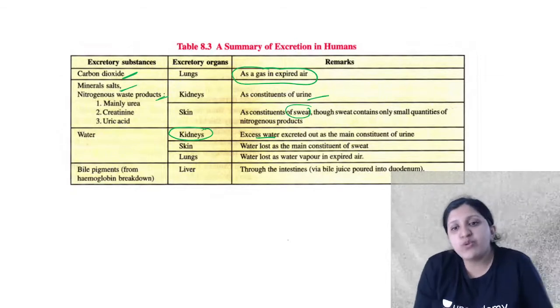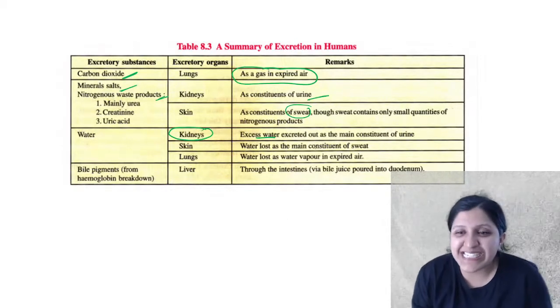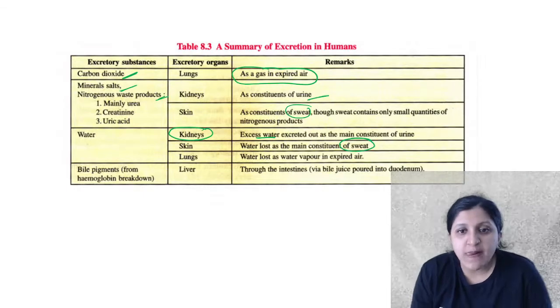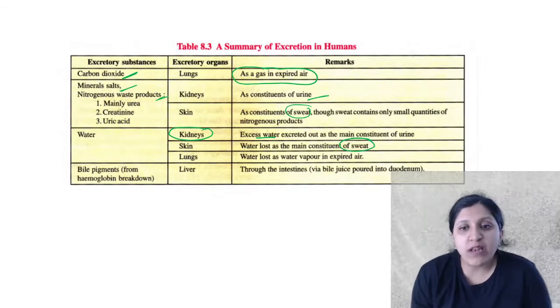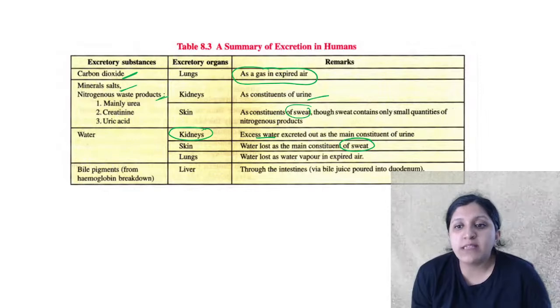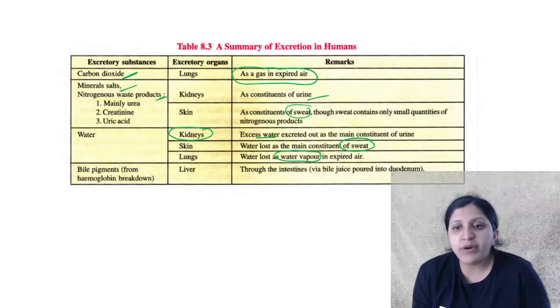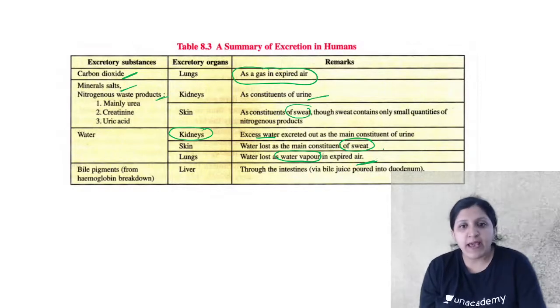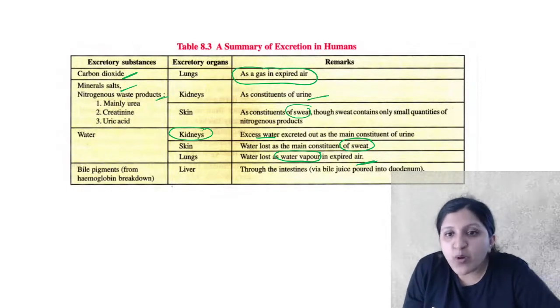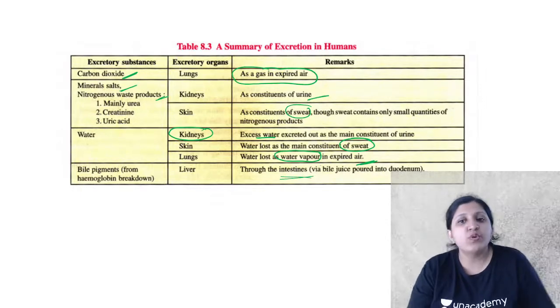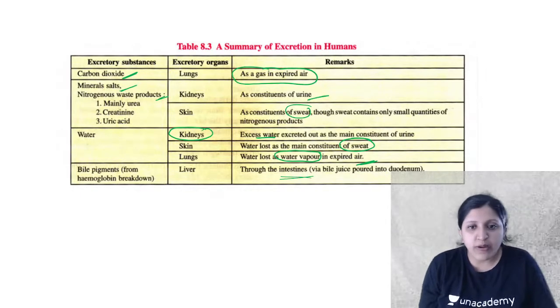Then skin, in the skin it is basically through the sweat. So there will be formation of sweat. And when we mention the lungs, water is lost as water vapor in the expired air. Then when we mention the liver, that is through the intestine, so through the intestine the water will be lost.